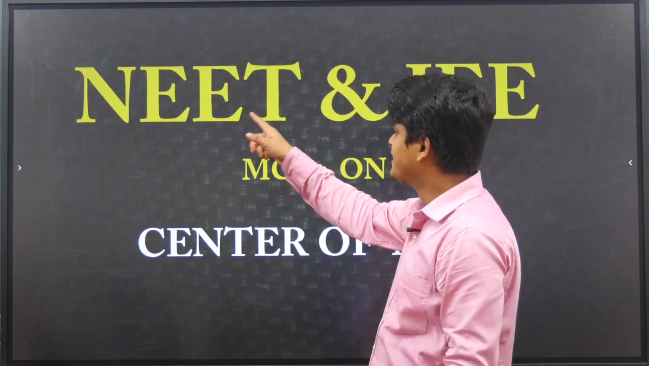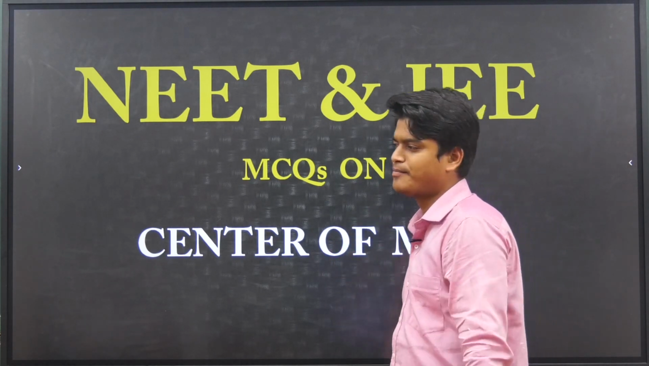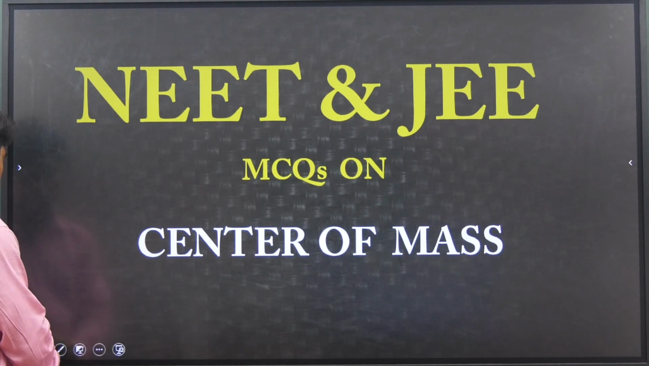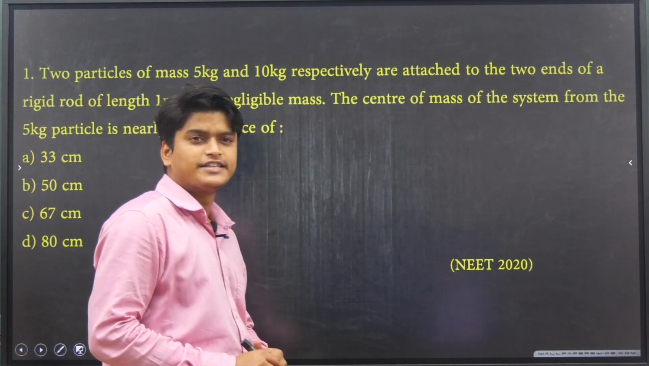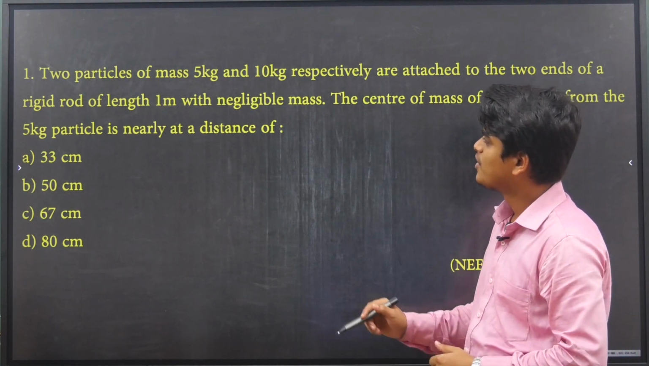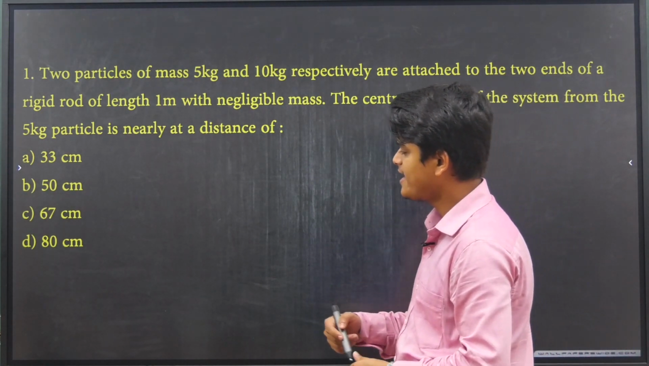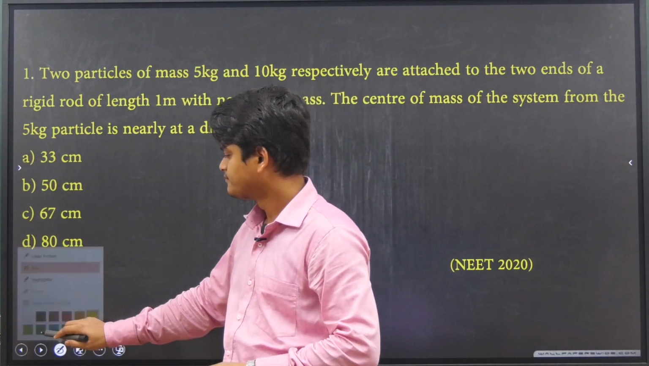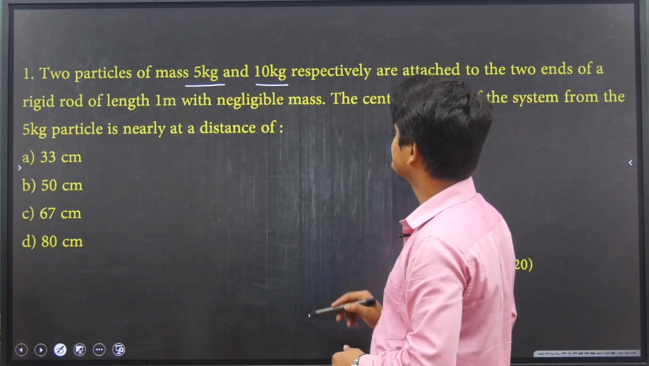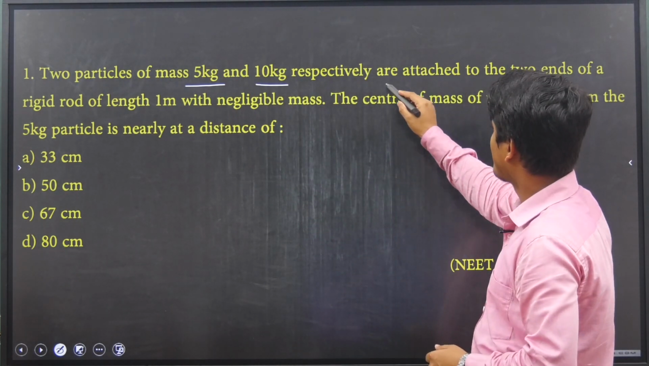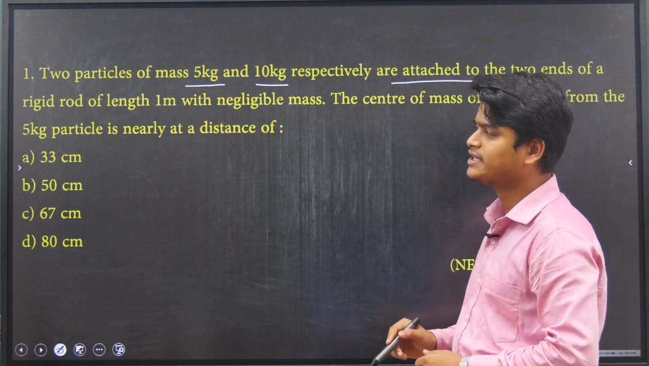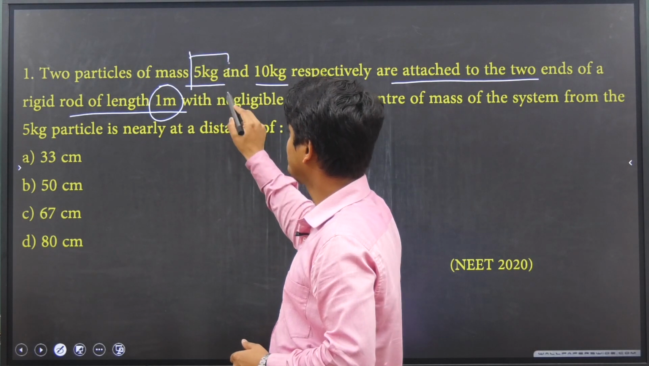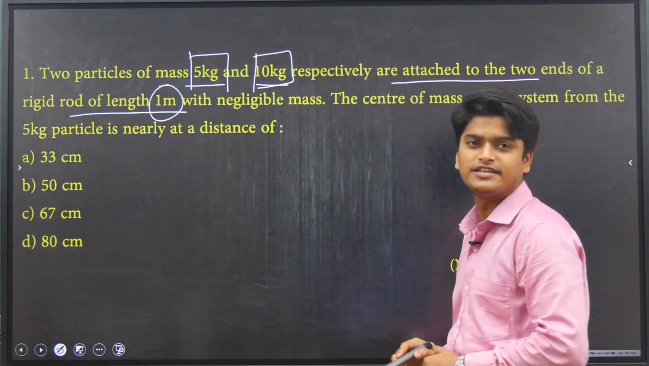Today we will be discussing NEET and JEE MCQs on center of mass. So here we go to question number 1. It is given that two particles of mass 5 kg and 10 kg respectively are attached to the two ends of a rigid rod of length 1 meter. So here the data we take is 5 kg and 10 kg, and the length is 1 meter.